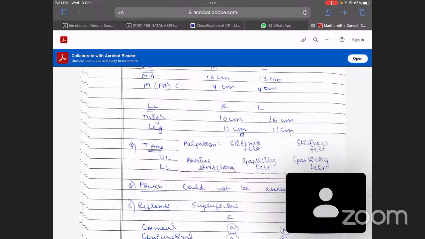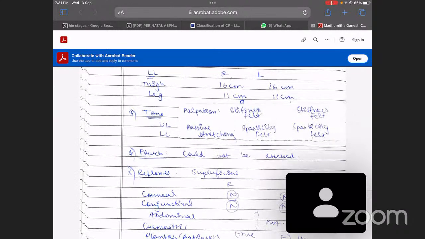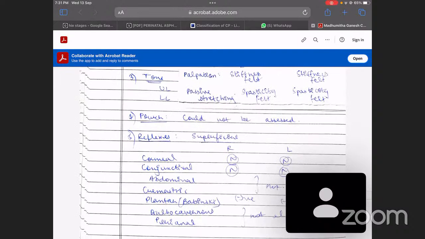Tone, as mentioned before, we don't normally say hypertonia. On palpation, on the right and left, the stiffness was felt, and on passive stretching, the spasticity was felt. Then, the power could not be assessed because the child was not cooperative. Now tell me, in cerebral palsy whether the power is affected or not. The power is not affected in cerebral palsy. Very good. There is no effect in cerebral palsy. But the point is, as you said, it is not interpreted because the child is not cooperative.